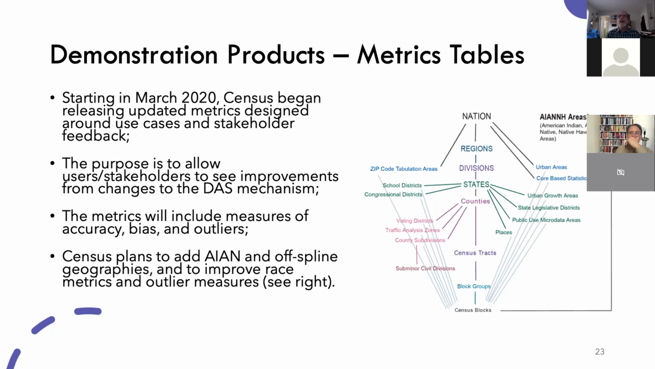You'll notice that the American Indian and Alaska Native is also considered to be an off-spline primarily through census blocks. So one of the complaints that has gone forward is that for small population areas, and especially for American Indian areas, the distortions introduced are going to have a disproportionately negative impact on the statistics released. So the Census Bureau is trying to find a way to go about addressing that.